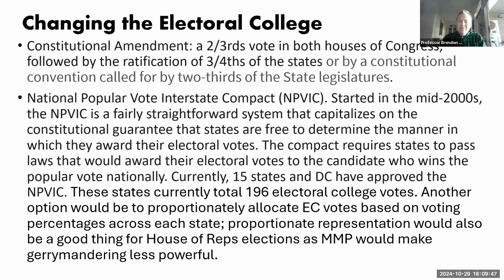The easier way to change things, as I said, rather than the constitution, would be for states to decide that they would give all of their electoral college votes to the winner of the national vote. This has been proposed, and some momentum has been made on this over the last couple of decades. Alternatively, states could decide to allocate their votes proportionately. If Harris, say, got 45% in a state and Trump got 55%, then they would get that proportion of electors.